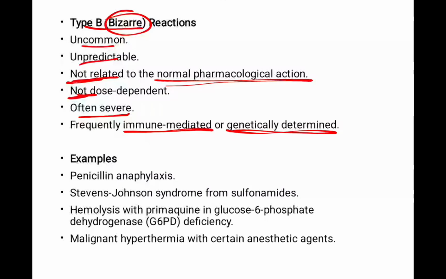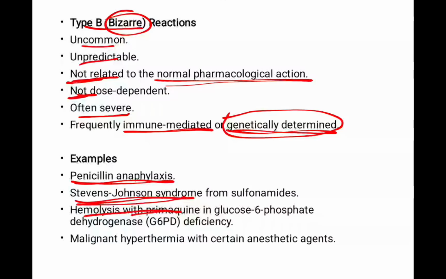Example, anaphylaxis with penicillin. Intake of penicillin, this is not common in everybody. That's why we say it could be genetically determined. Stevens-Johnson syndrome from the use of sulfonamide. Hemolysis with primaquine in G6PD deficiency individuals. Malignant hyperthermia with certain anesthetic agents.